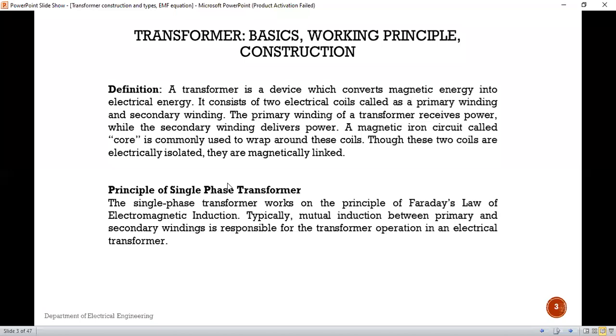Now see, first of all understand the definition. The transformer, it is a static device. Okay, why is it called a static device? Can anyone tell me?